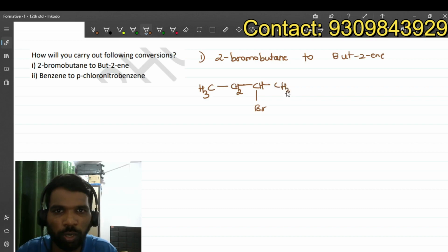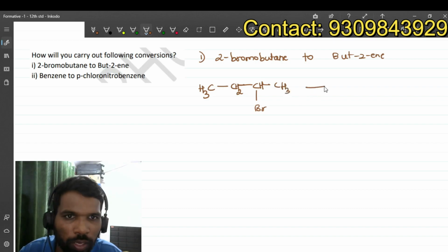So this is the 2-bromobutane. You need to convert this to but-2-ene. But-2-ene means what?